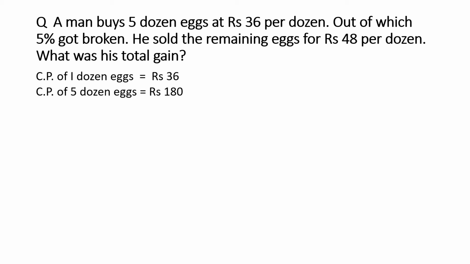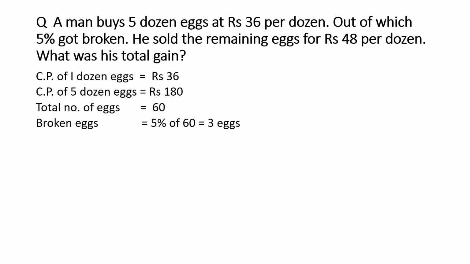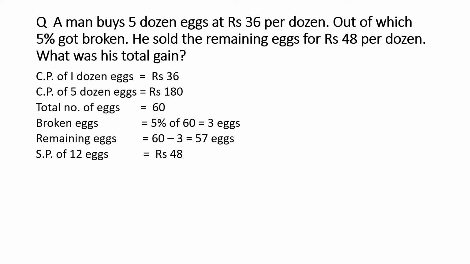5 dozen eggs means the total eggs are 60. Broken eggs are 5% of 60, that is 3 eggs. Remaining eggs are 60 minus 3, that is 57 eggs. He sold 57 eggs. Now the selling price for 1 dozen, 12 eggs, is given to us, that is rupees 48, and we have to find the selling price of 57 eggs. So we will go for the unitary method.